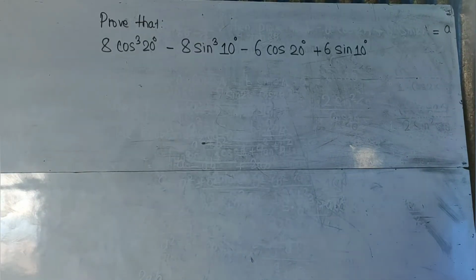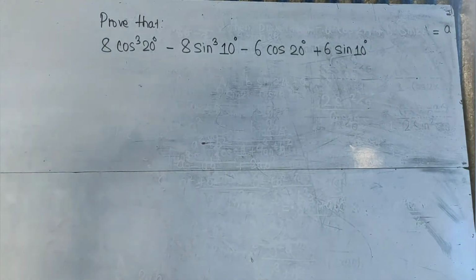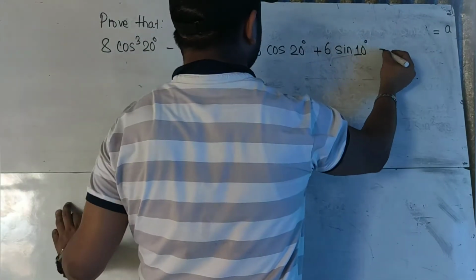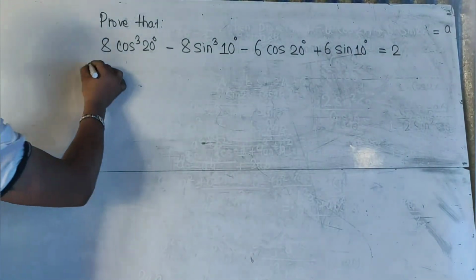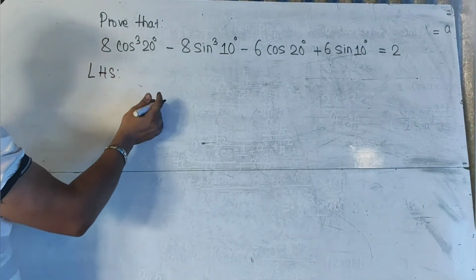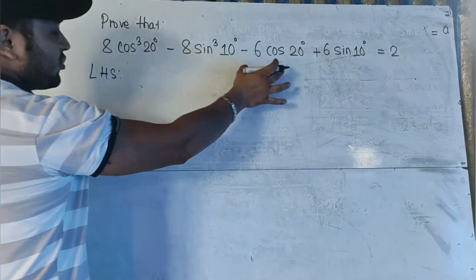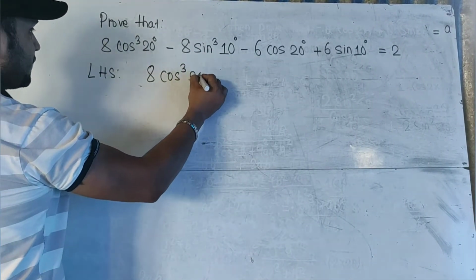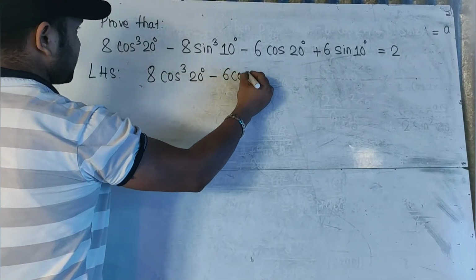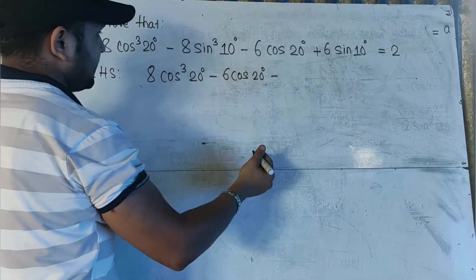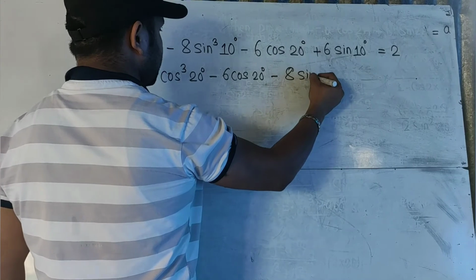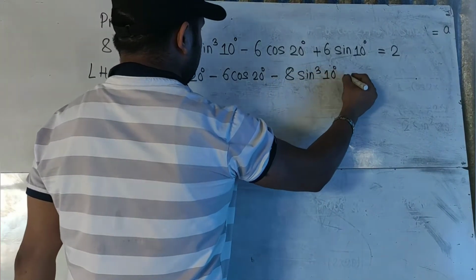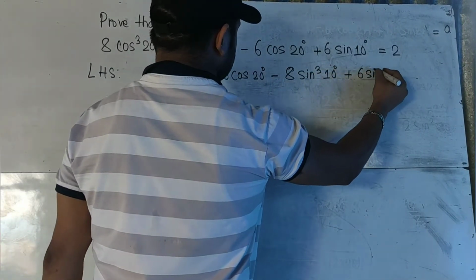Okay, you can see the question on the board right now. So we have been told to prove that the expression equals 2. This is what we have to prove. So I'm starting from the left hand side. On the left hand side, I'm putting the terms with cos and terms with sine on one side: 8 cos cube 20 degree minus 6 cos 20 degree minus 8 sine cube 10 plus 6 sine 10.